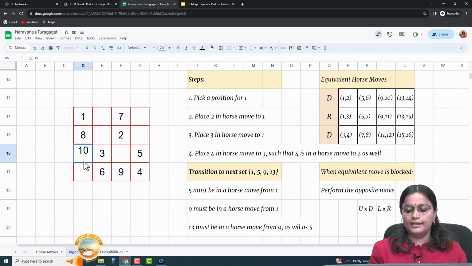9 and 11 must also be in a horse move in the rightward direction. So, let us try placing 11. Can be placed here correctly.